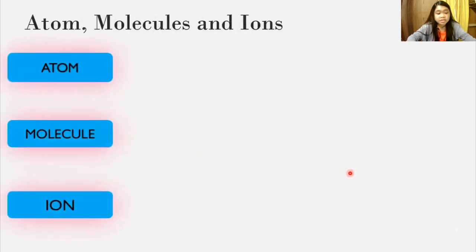Now we go to the difference between atoms, molecules, and ions. Here we will be defining each term. For atoms, these are tiny indivisible particles of an element.